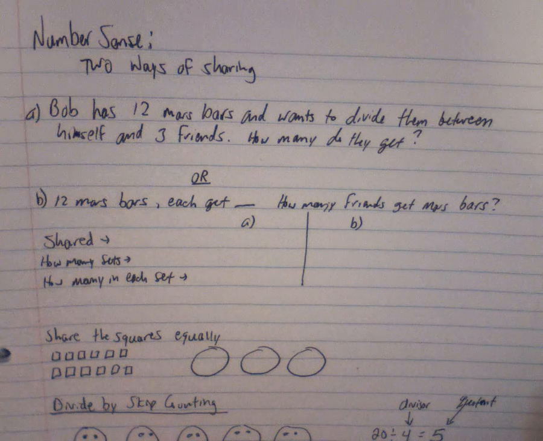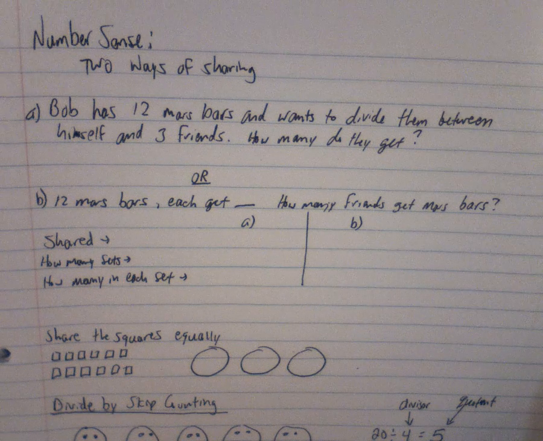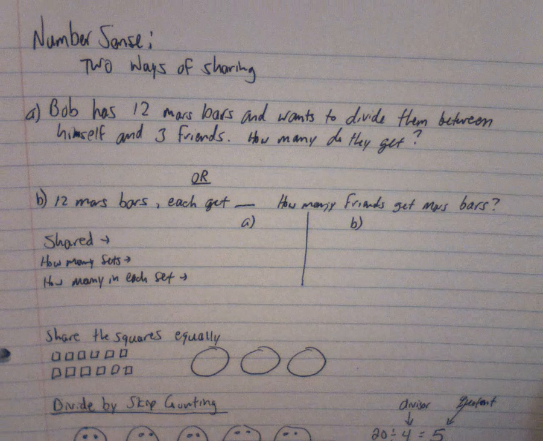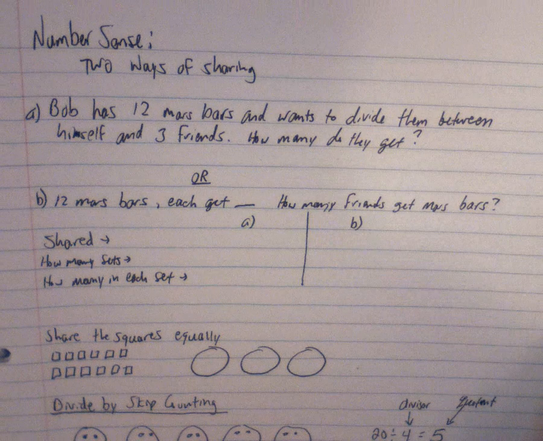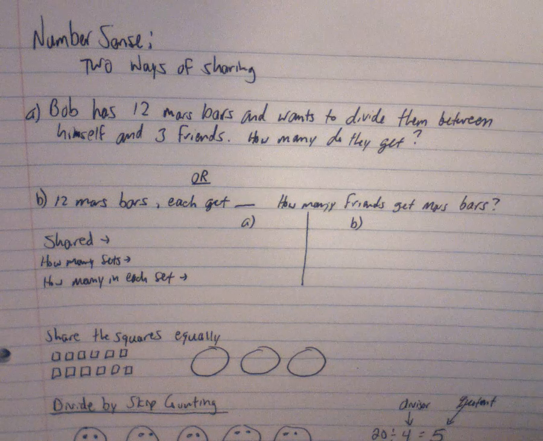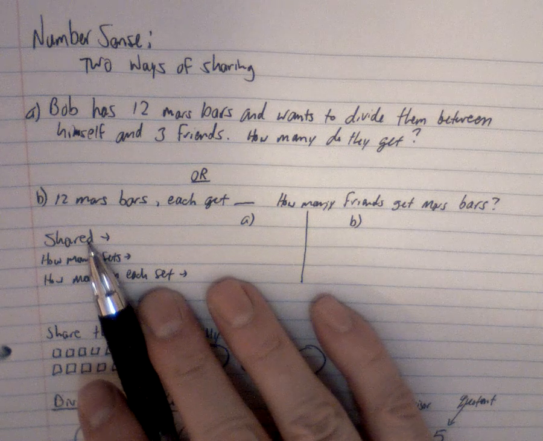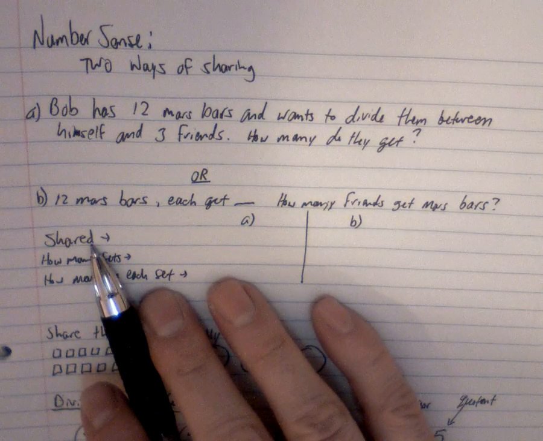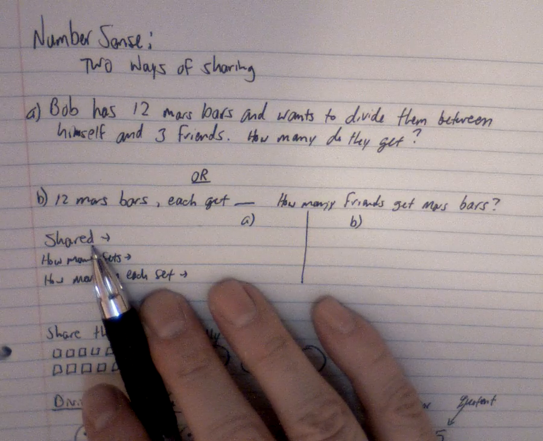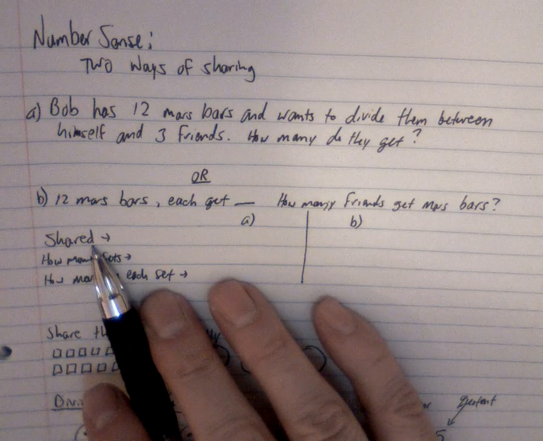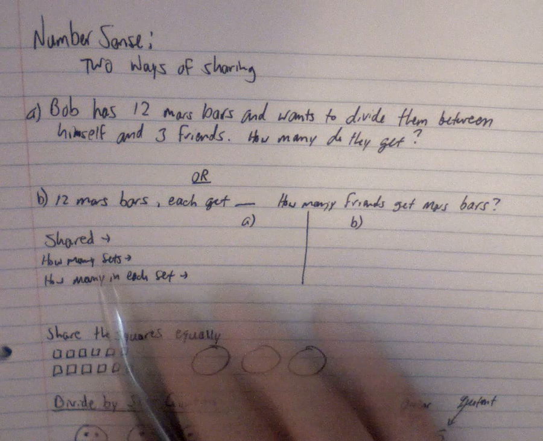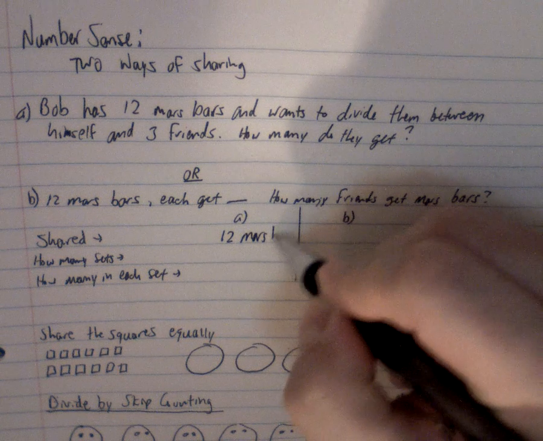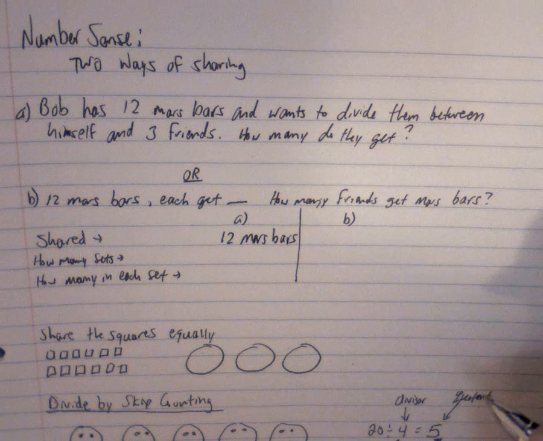So the first way, Bob has 12 Mars bars and wants to divide them between himself and 3 friends. How many does each friend get? Okay, so usually, I got a little chart down here. Usually what is being shared is the biggest number, or the total. Okay, so in this case, what do you think is being shared? If I say it's the biggest number or the total, the biggest number or the total is the 12 Mars bars. So the 12 Mars bars are being shared.